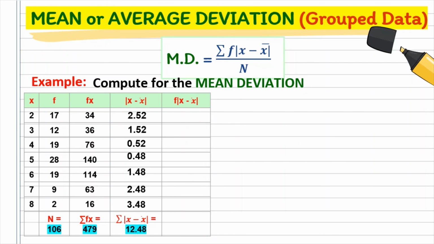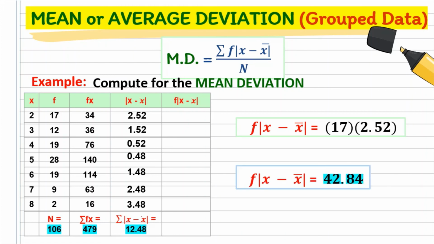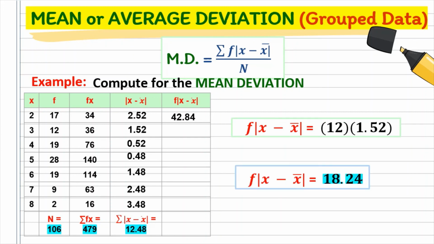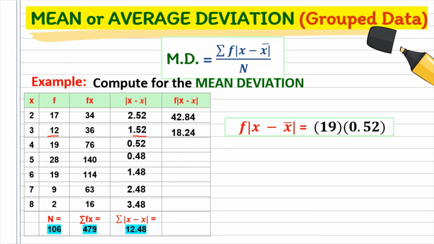Itong column naman na ito. So ang gagawin naman natin ay i-multiply si F dito. So itong dalawa ang i-multiply natin. Okay? So, we will start. So, 17 times 2.52, the answer is 42.84. Next, 12 times 1.52, that is 18.24.